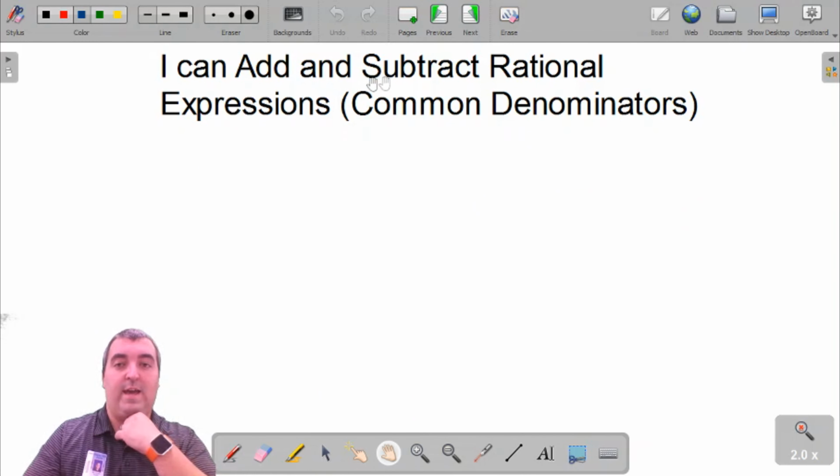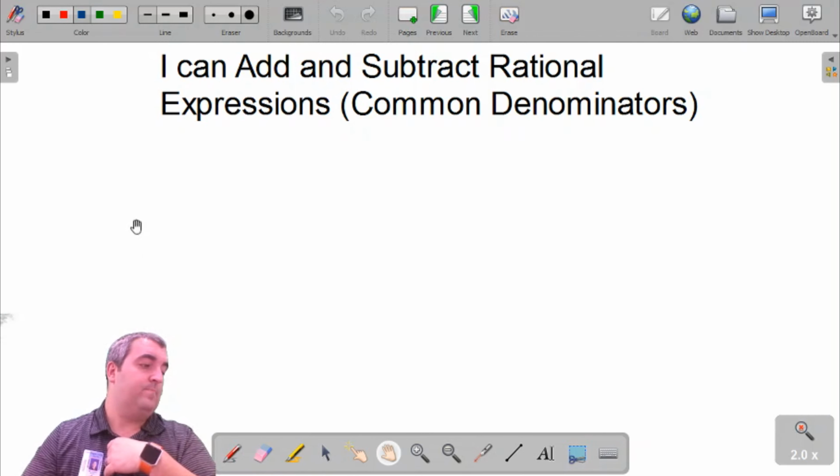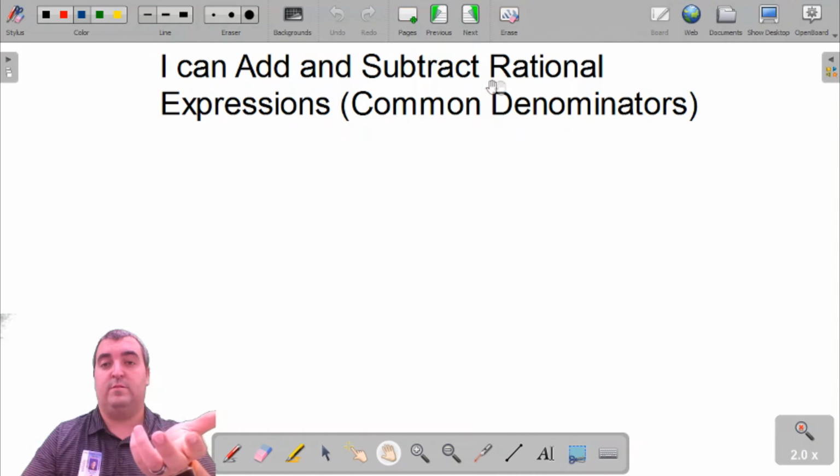Today we're going to talk about adding and subtracting rational expressions, and today we're going to have them all have a common denominator. Just like we've been talking about with rational expressions, you want to treat them like fractions. So when you're adding or subtracting fractions, you need a common denominator, right?